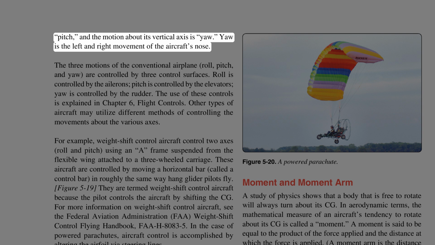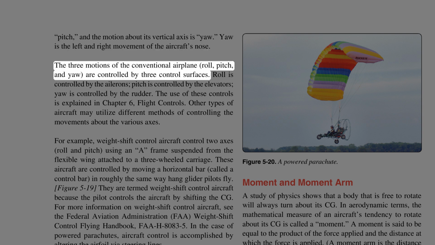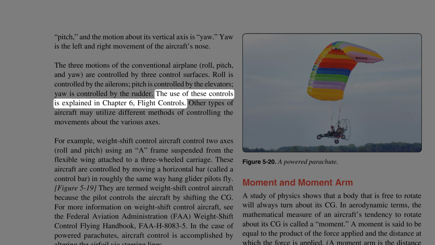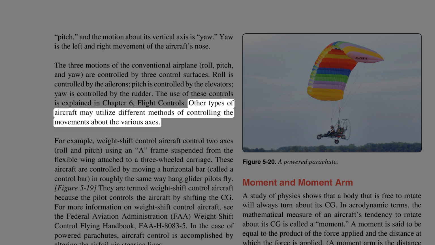Yaw is the left and right movement of the aircraft's nose. The three motions of the conventional airplane, roll, pitch, and yaw, are controlled by three control surfaces. Roll is controlled by the ailerons, pitch is controlled by the elevators, yaw is controlled by the rudder. The use of these controls is explained in Chapter 6, Flight Controls. Other types of aircraft may utilize different methods of controlling the movements about the various axes.